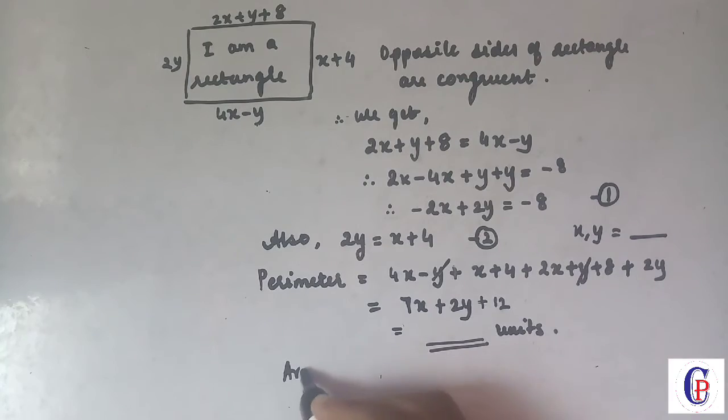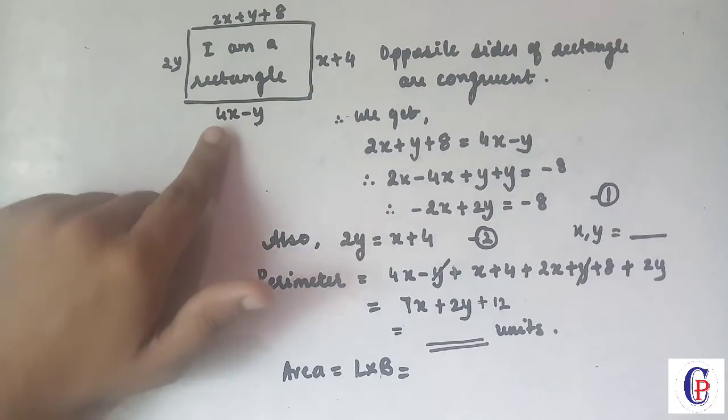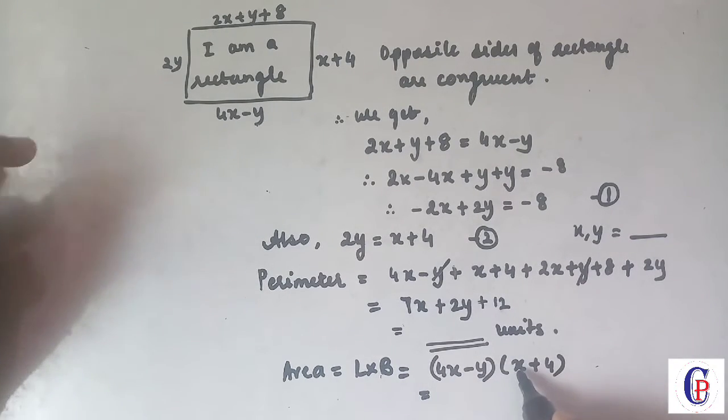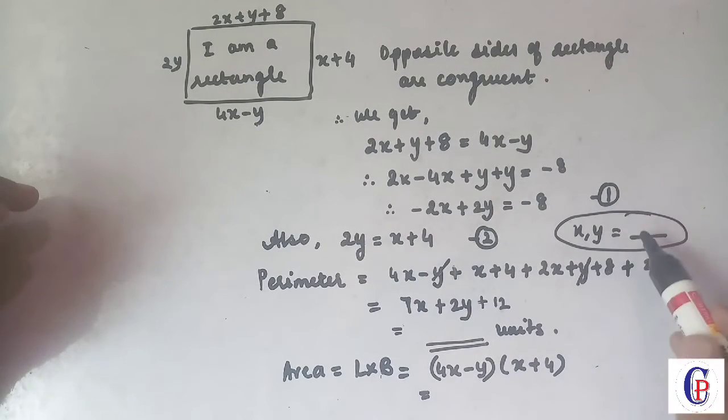Similarly, you have to find the area. Area is what? Length into breadth. So this is the length, this is the breadth. So (4x - y)(x + 4). Substitute the value of x and y here, and also x, whatever you have got from here, and you will get the value of the area.